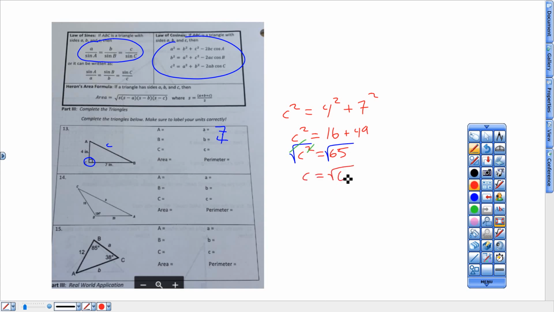And then you could write root 65, or you could square root it for real and see what that number is. Looks like about 8.06 or something.